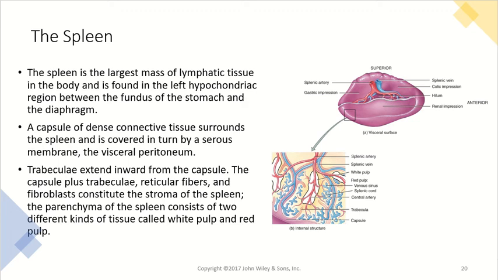Trabeculae are going to extend inward from the capsule, and the capsule plus the trabeculae, as well as the reticular fibers and fibroblasts, is going to constitute the stroma, or functional part, of the spleen. The parenchyma of the spleen is going to consist of two different types of tissue, one called white pulp and then red pulp. So those are our two types.